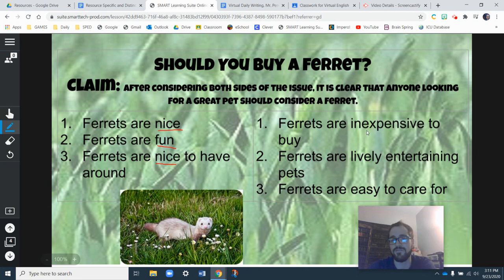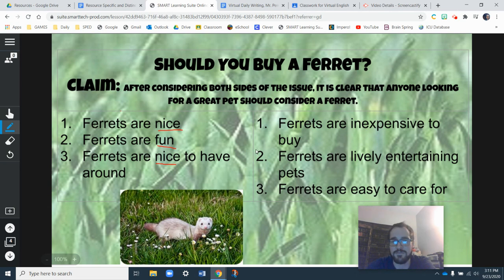They're not very expensive. I don't know how much they actually cost. I didn't make up this reason. But it's far more specific, at least. I can tell you if it's inexpensive, I at least know it's going to be cheaper, which might convince me to buy a ferret. Ferrets are lively and entertaining.